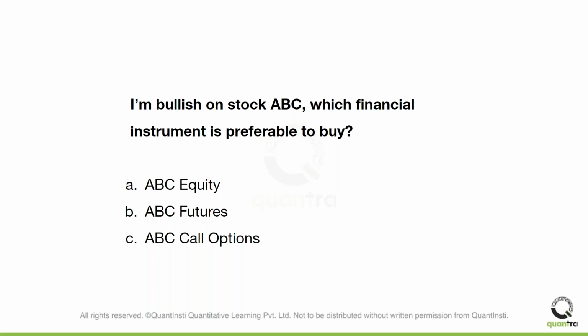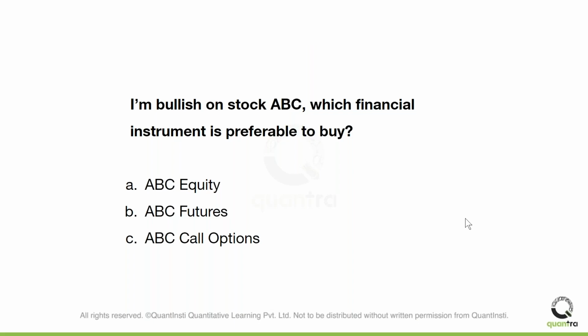So I'm going to repeat the question again. A particular user is bullish on a stock. Now he has three options. Either he can straight away buy the stock with cash, or he can buy futures of the stock, or he can buy call options of the stock. Now how can he take a decision? So this is the question.